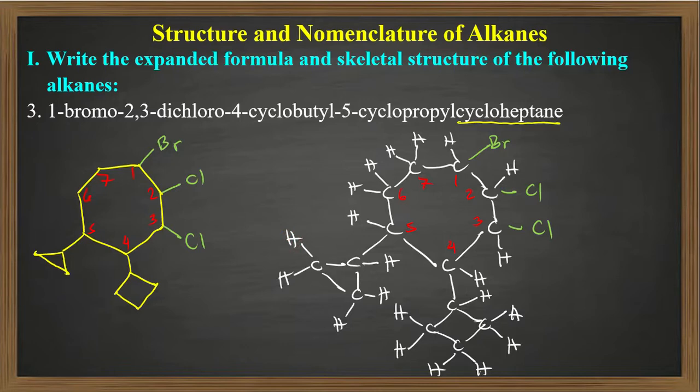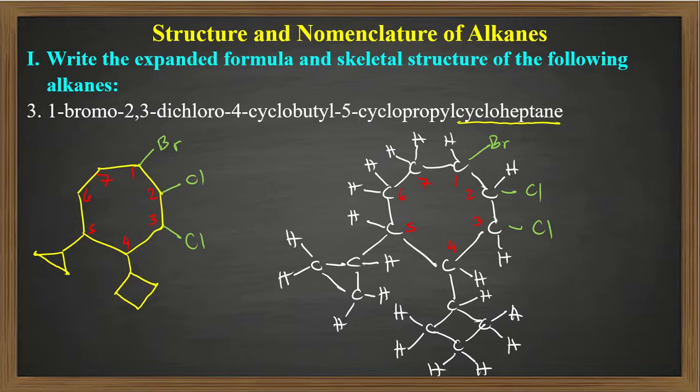Okay? So, that's the expanded formula for 1-bromo, 2,3-dichloro, 4-cyclobutyl, 5-cyclopropyl cycloheptane. Okay? That's the structure for this one.